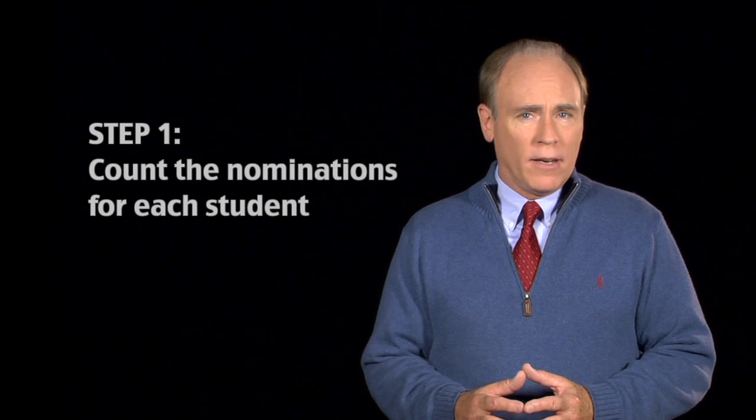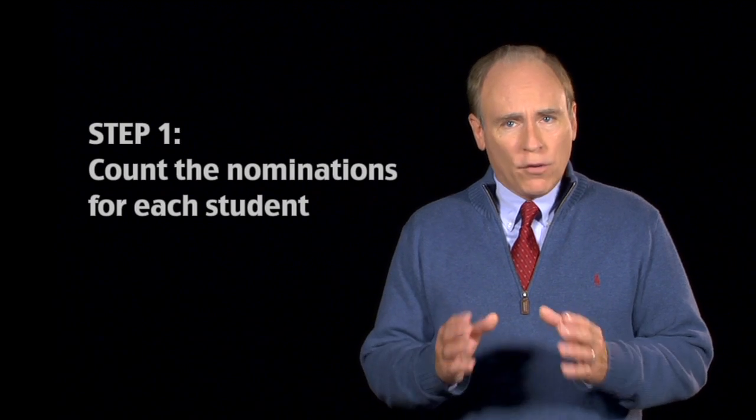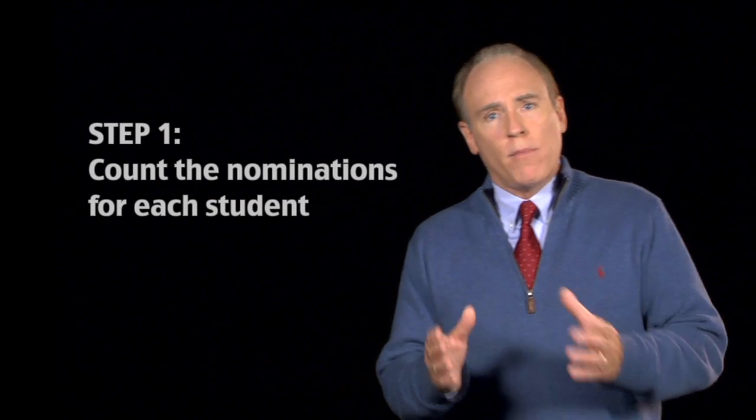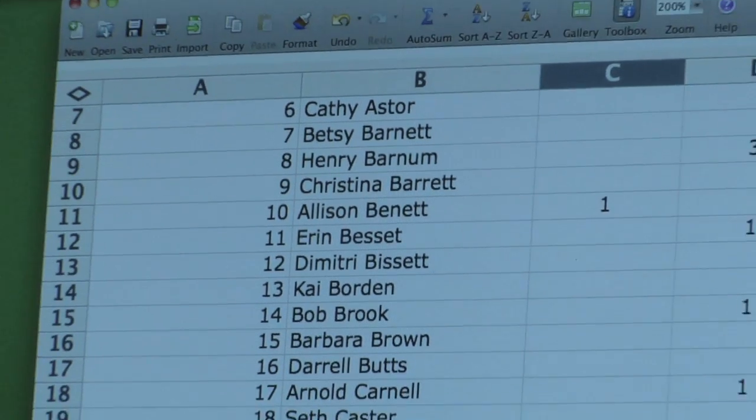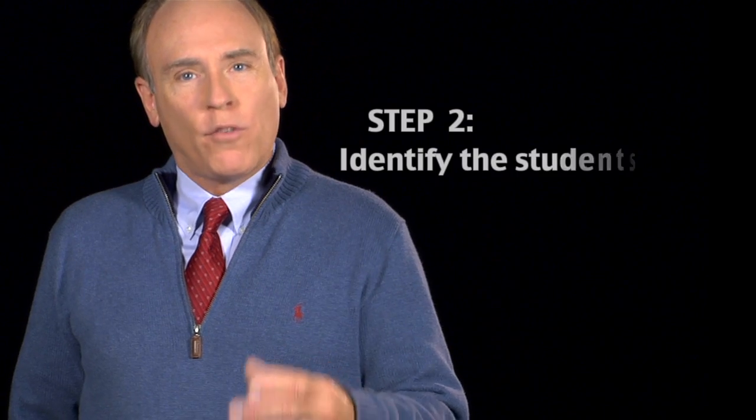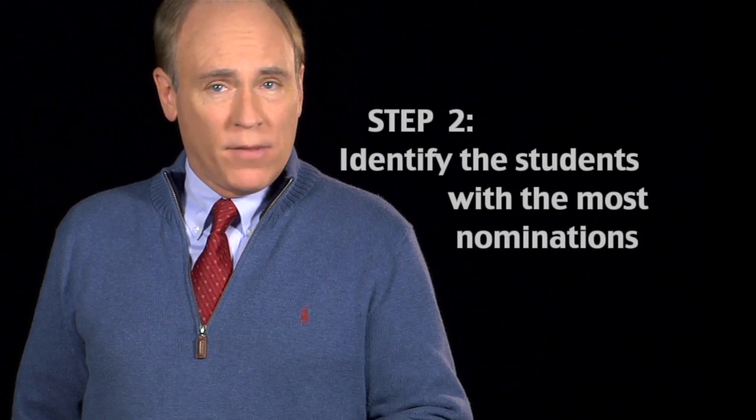Step 1. When you receive the survey data listing the students nominated as victims of bullying, the first thing you will want to do is start with an alphabetical list of all students in the school. Go through the survey data and count up the number of times each student is nominated. Step 2. Sort the list of names according to the number of nominations.